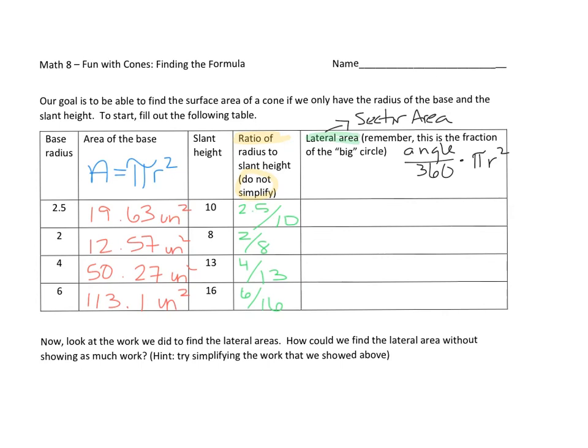Okay, now remember something to note, that this r, the radius, was of the big circle. So in our cone, that's actually represented by our slant height. Okay, so that's an important thing to note.